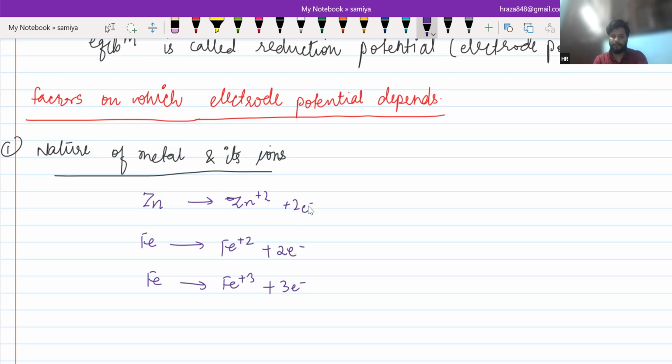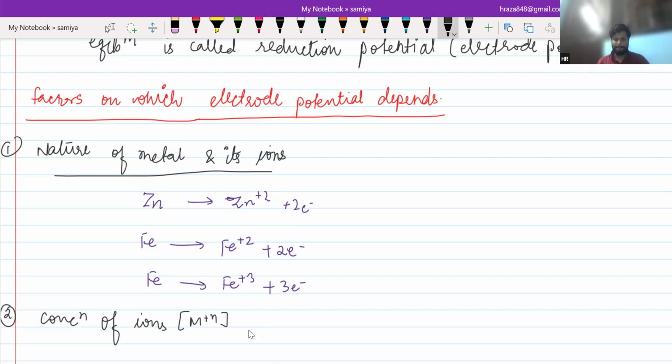Please let me know if you are done with this. Second, concentration of ions. Electrode potential also depends on the concentration of ions. If the concentration of ions is more, it will affect the electrode potential. If the concentration of ions is lesser, the electrode potential will be affected. How much it will be affected and how, we will study in the Nernst equation.